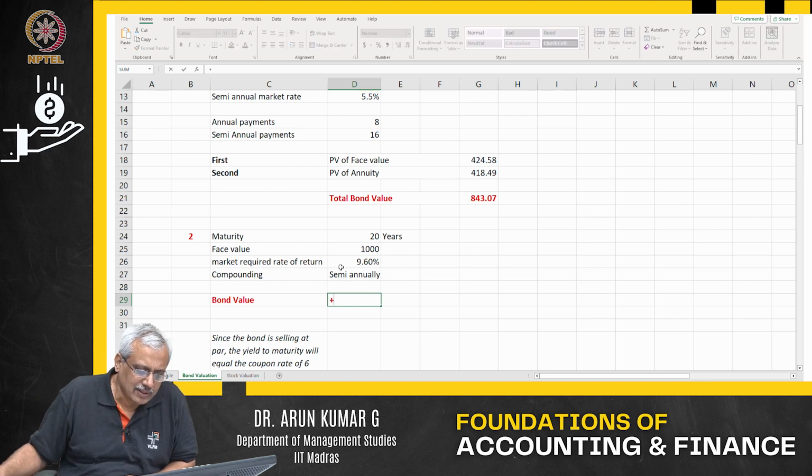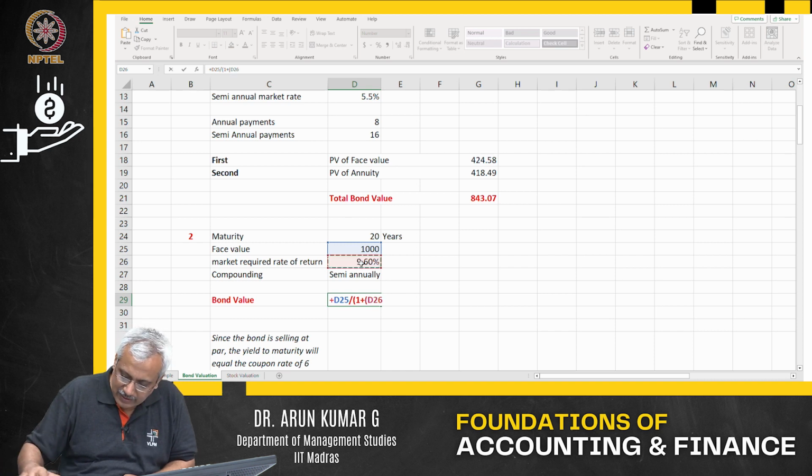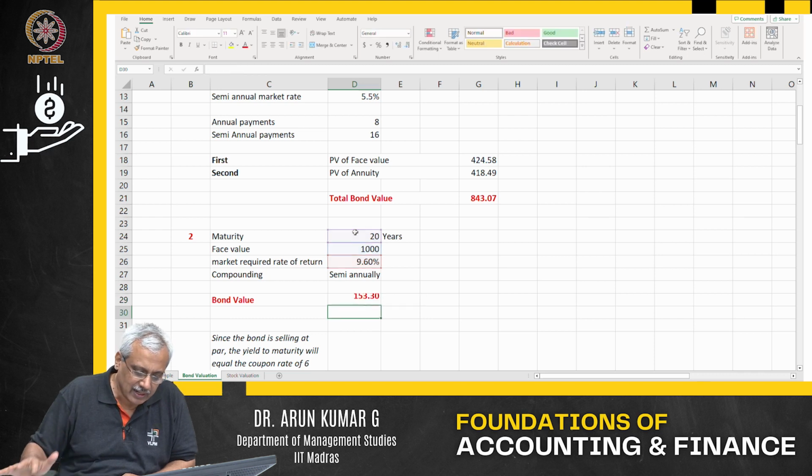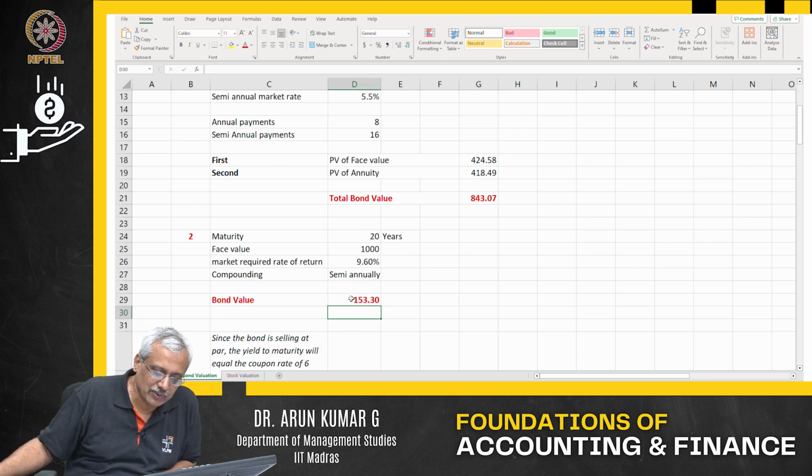That is my face value divided by 1 plus my interest rate divided by 2, because it is semi-annual, whole thing to the power of 20 years into 2, because it is going to be paid semi-annually. And that is it. It is going to be about 153.30, which is the value of the bond. Semi-annual means compounding like in here.